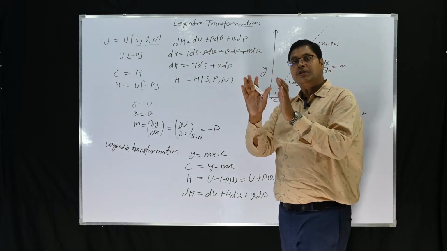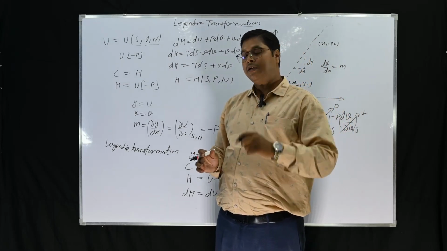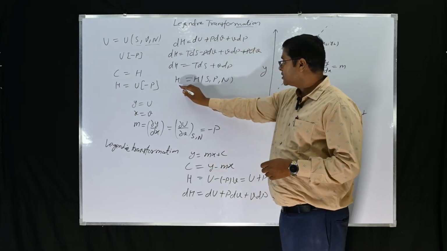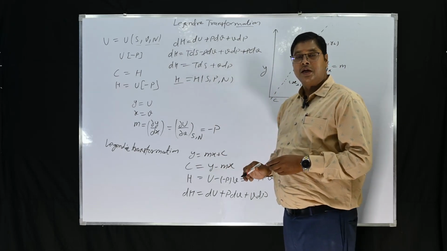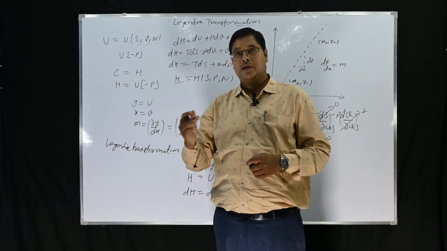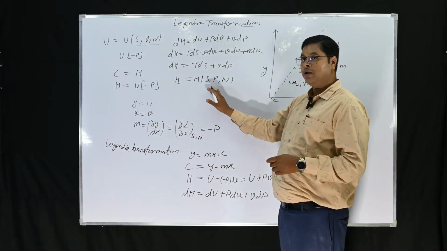So here we are not losing any information. The only thing we can see is that this is the energy, but this energy is now represented in the form of enthalpy. So where pressure is the variable, we call that energy enthalpy.